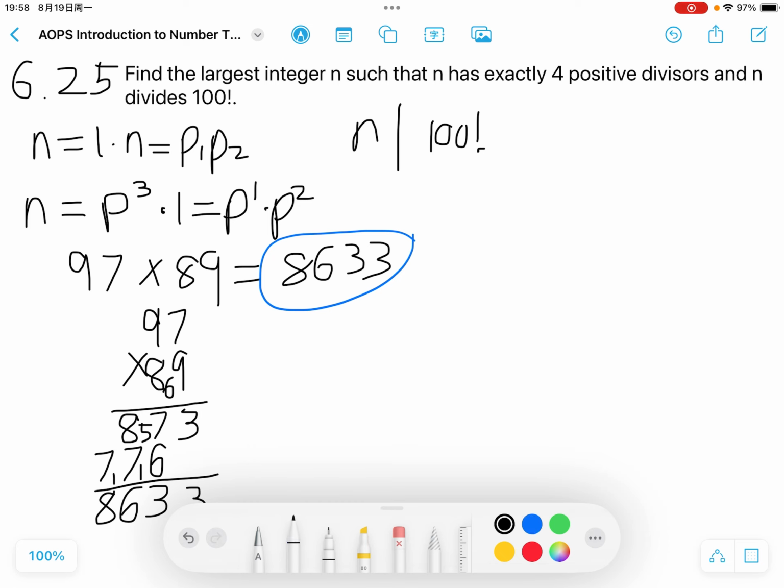Okay, so what about when n is a perfect cube? Well, the best case scenario here for p, the one and only prime number we need, is 97. 97 is the largest prime number that is in the prime factorization of 100 factorial. So we have 97 cubed, which is clearly larger than 97 times 89. So obviously the second method is significantly better. So we do the math, which I guess you can do on your own. But anyways, n is just equal to 97 cubed.